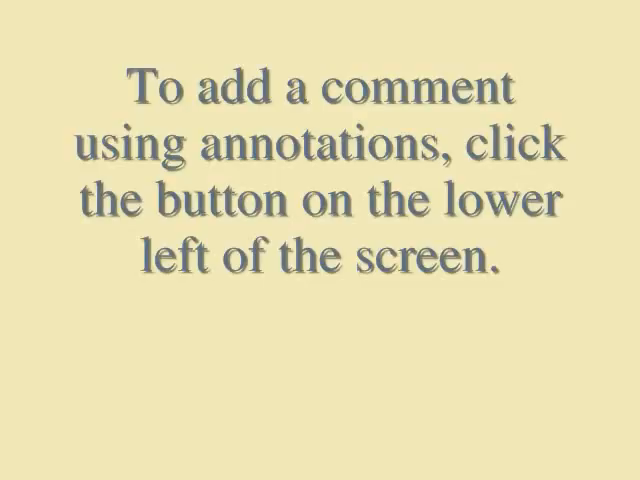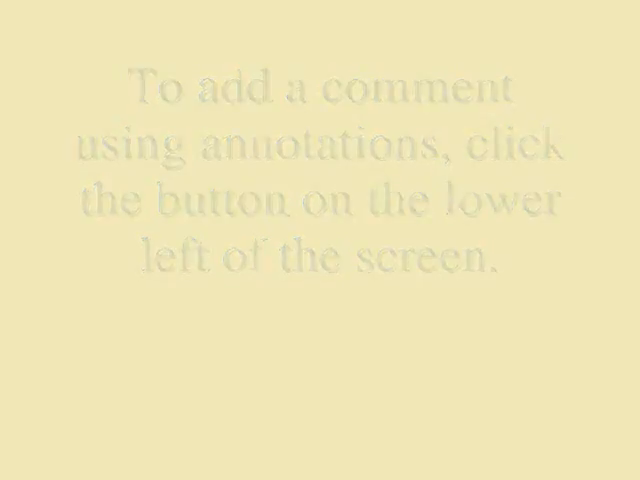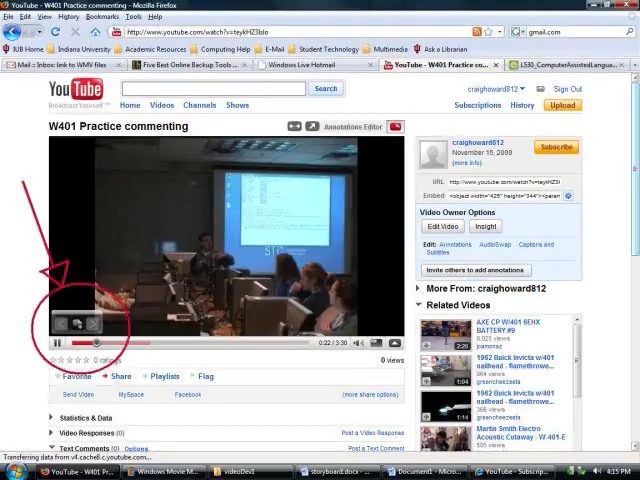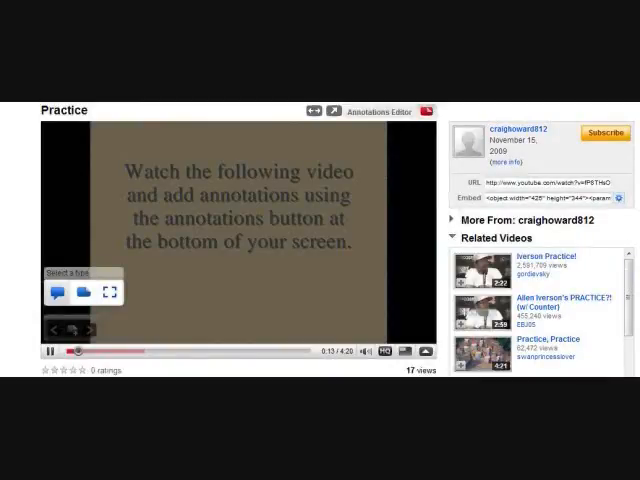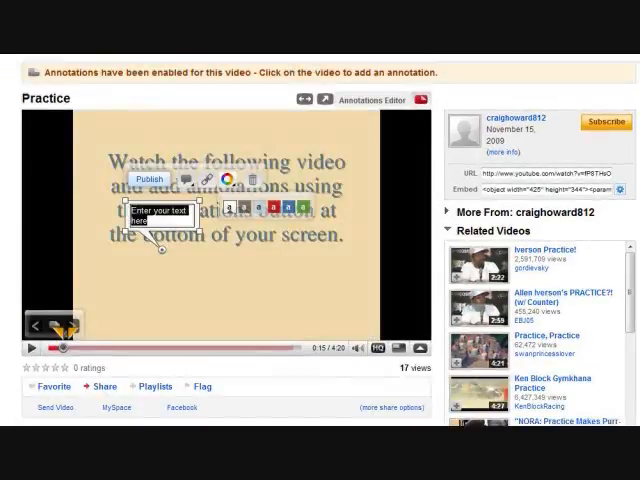To add a comment using annotations is pretty easy. I'm going to walk you through the steps of doing that right now, and then we're going to practice adding comments to a video. The first step is to click the transparent button in the lower left hand side of the screen. When you click that middle button, it'll bring up three options. Now, only the two on the left will actually allow you to write something. Let's stick to the speech bubble farthest to the left for now.